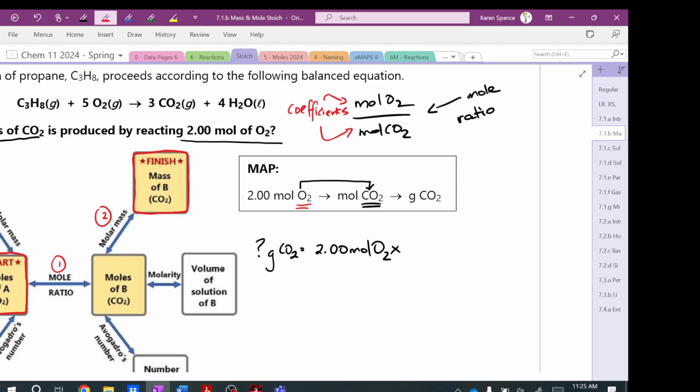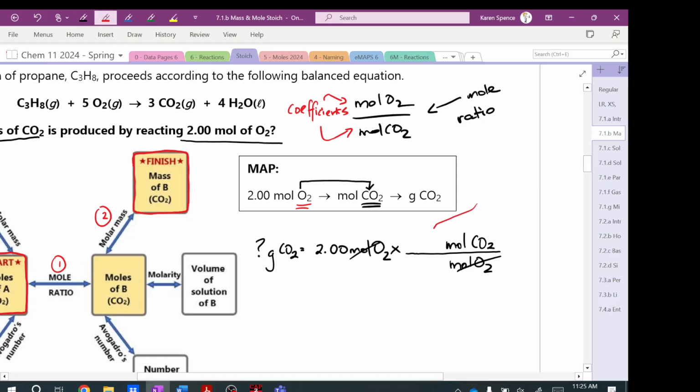So if we look at our, well, actually, before we do that, let's write down what we need to cancel. We need to cancel moles of O2. So that goes on the bottom. And we want to find moles of CO2. So that goes on the top.